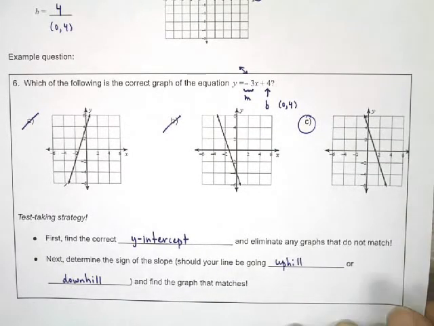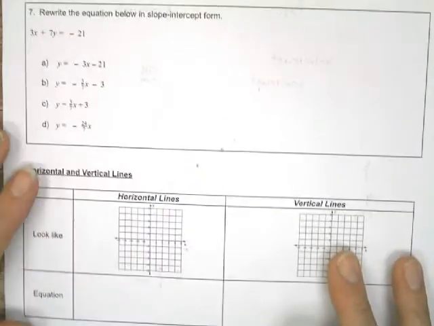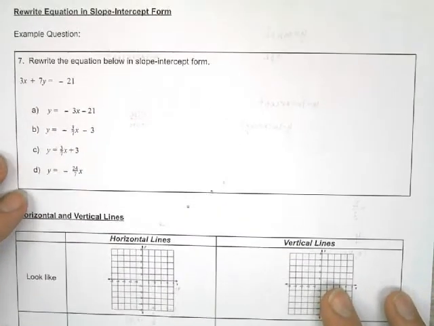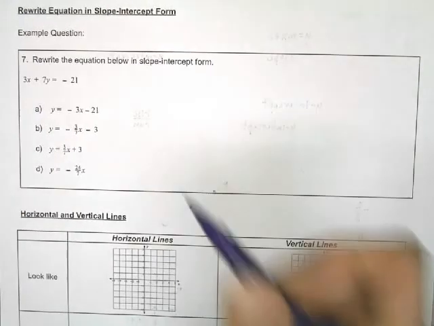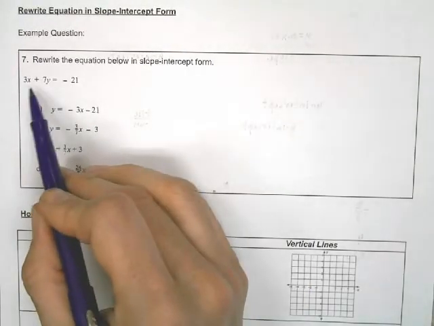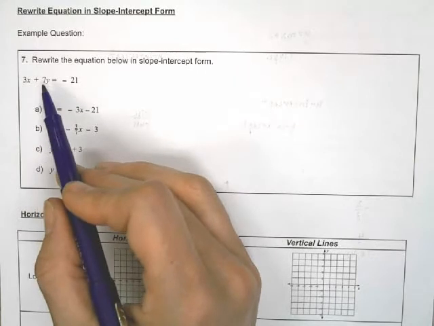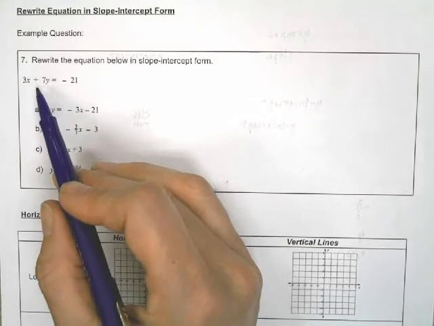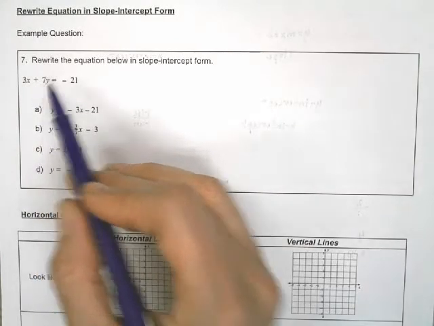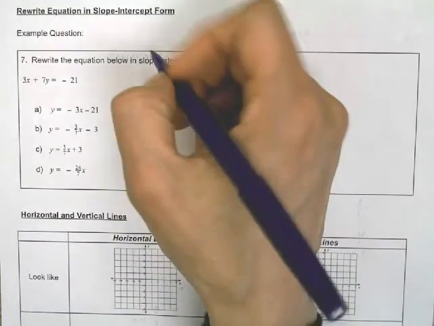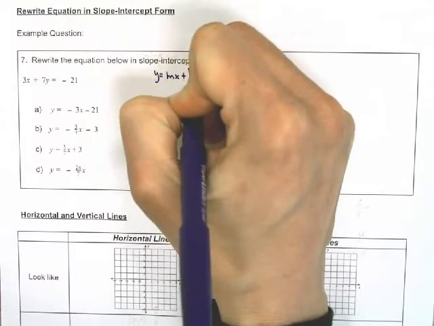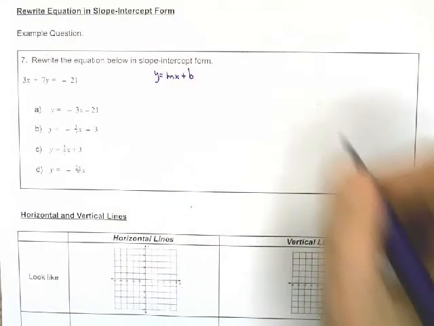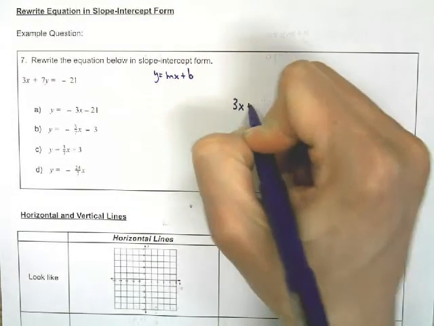All right, next, we're just going to review really quick how we rewrite an equation in slope-intercept form. So for example, I might have an equation that looks like this, where x and y are on the same side of the equation. We call that standard form. And we need to get it into slope-intercept form. Again, we need to get y by itself. It needs to look like y equals mx plus b. So here we're going to use those solving skills.